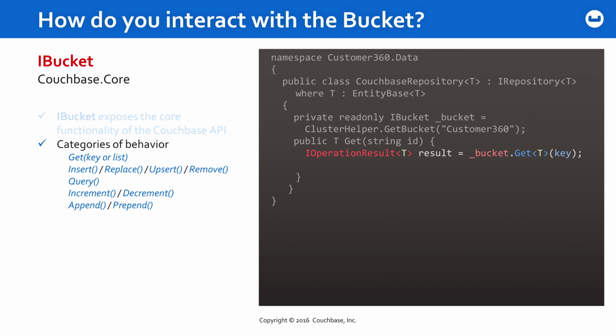And then if you're working with physically adjusting the documents that are stored in the database, there are append and prepend operations as well. We don't go into those in this particular course, but they're supported and documented. So when you get a document, the result is going to be wrapped in this IOperationResult type, unless of course you get a list of documents back via get, in which case it'll be a dictionary of those results.